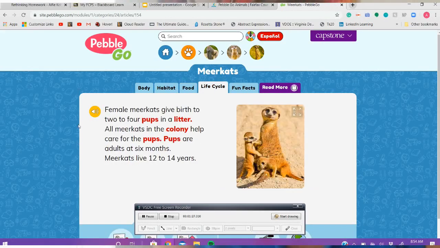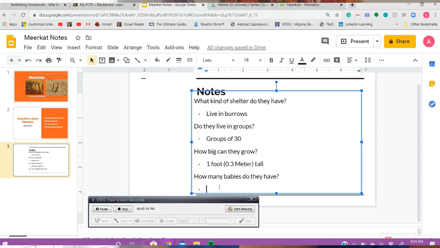Under life cycle, it says female meerkats give birth to 2 to 4 pups in a litter. All meerkats in the colony help care for the pups. Pups are adults at 6 months. Meerkats live 12 to 14 years. Does this answer our question? Yes, it does. Female meerkats give birth to 2 to 4 pups in a litter. A litter is the same thing as a family. So we have 2 to 4 babies per family. We can go ahead and write that down.